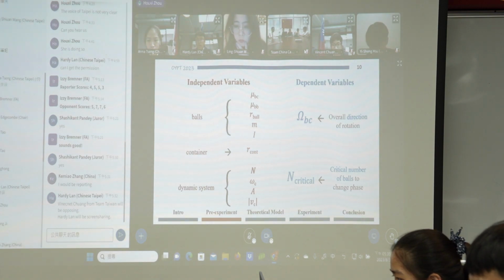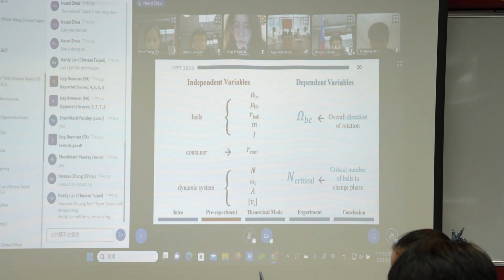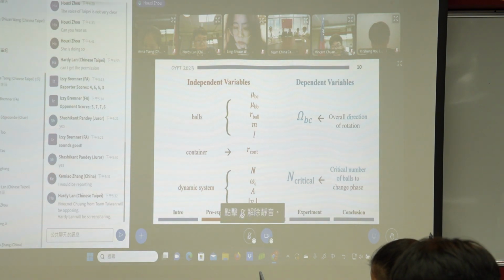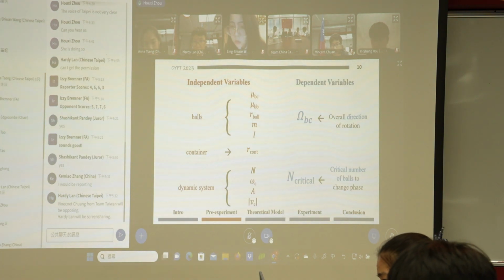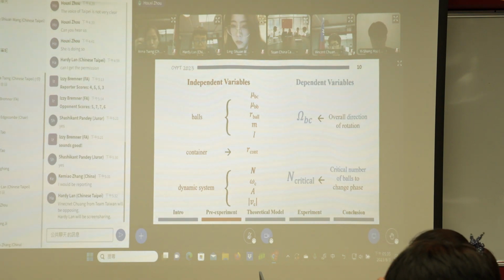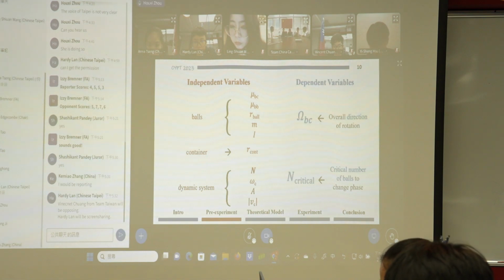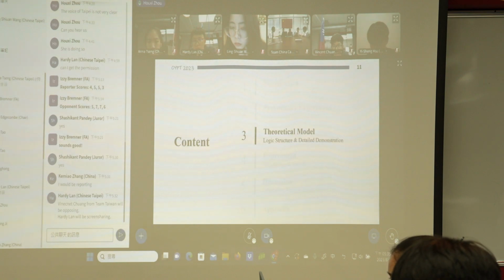Here, I present you an overview of all the variables. For the independent variables, we have the coefficients of friction between the ball and the container and in between balls, the radius, mass, and moment of inertia of the balls, and the radius of the container, the angular velocity of the container, the amplitude of rotation A, the linear velocity of the system, and most importantly, the number of balls. And for dependent variables, we have the average angular velocity of the balls, and certainly the critical number of balls to affect a change in the rotation direction.